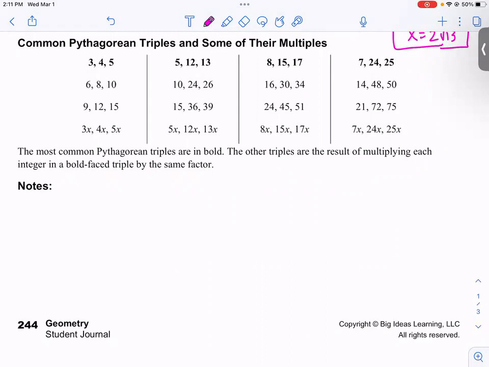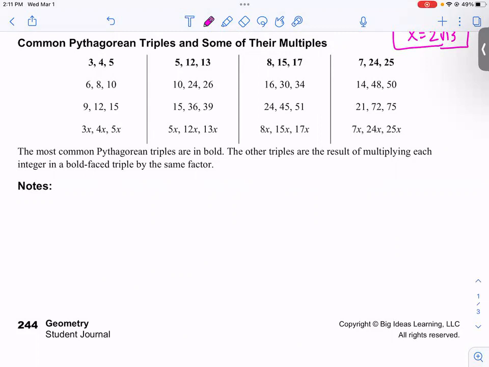Have you heard of the term, just a simple yes or no with a shake of your head, no noise? Have you heard of a Pythagorean triple?